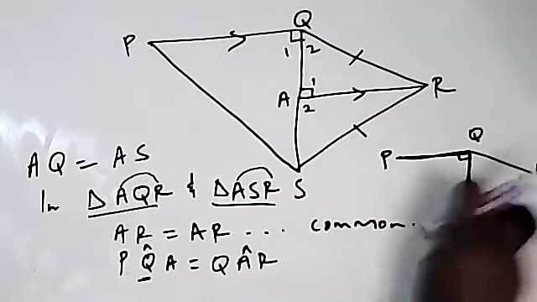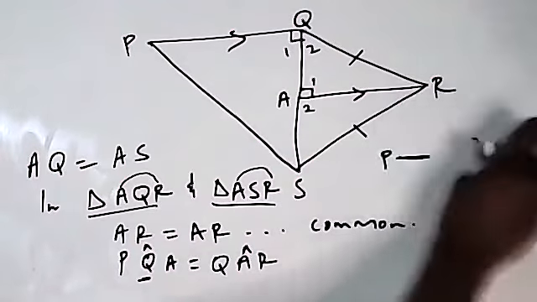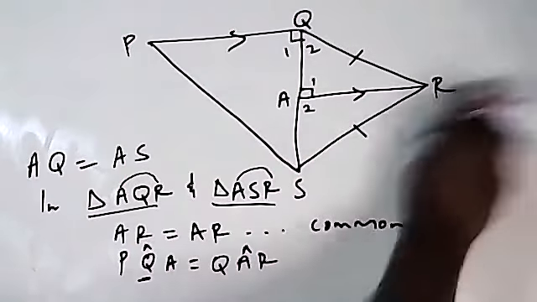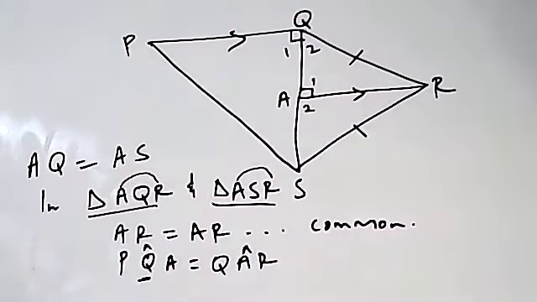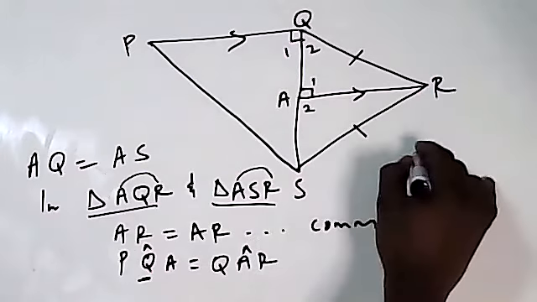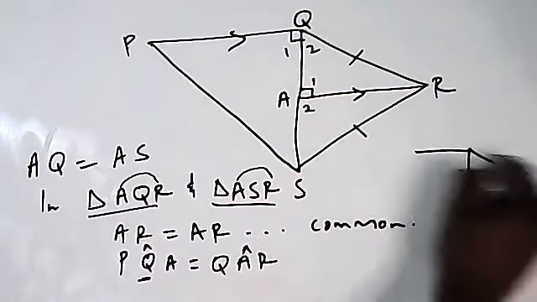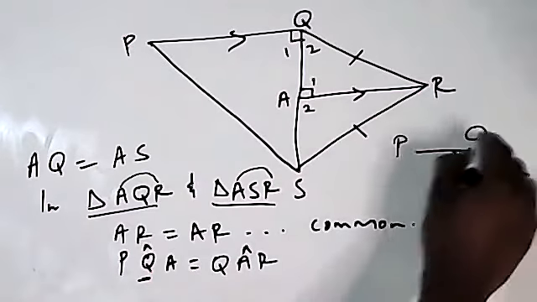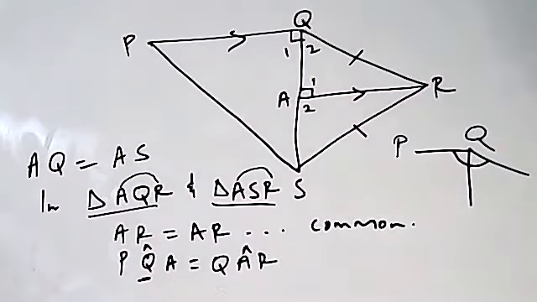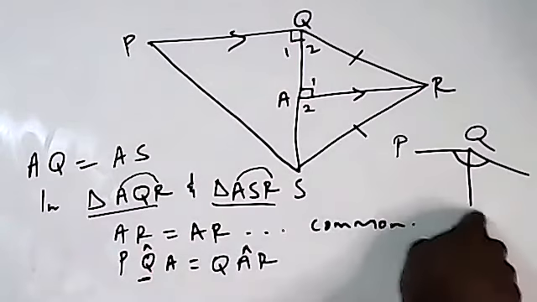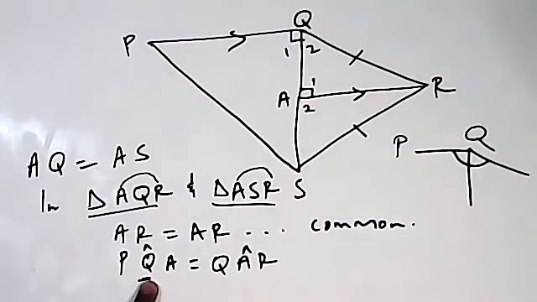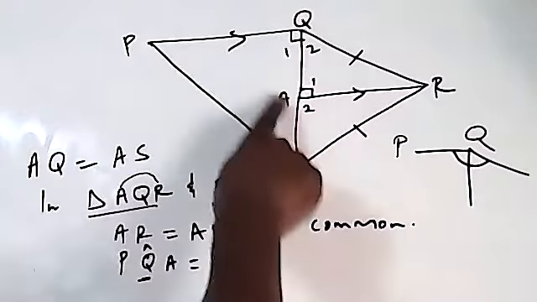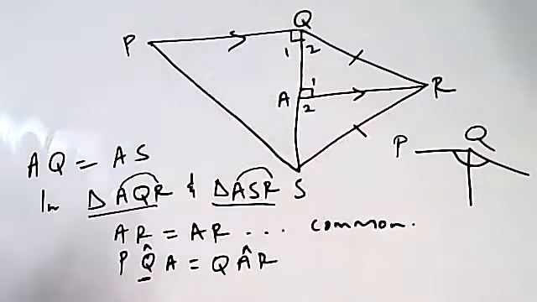If I was to say Q is equal to A, would I be wrong? Very wrong, because Q is the whole of this angle. It wouldn't make sense to the person marking your paper. How is the whole of this angle equal to this one? That is why we are being specific and say angle PQA is equal to angle QAR.